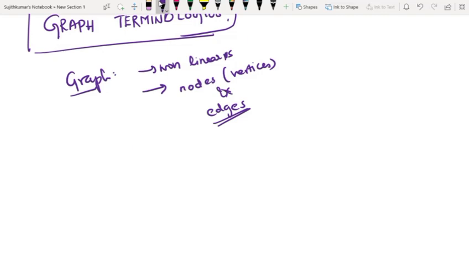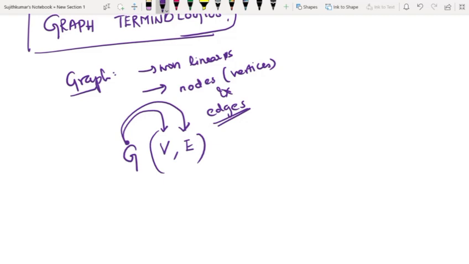If you denote a graph by G, the vertices by V and the edges by E, then you can say that a graph is a collection of vertices and edges. So that's how a graph works.